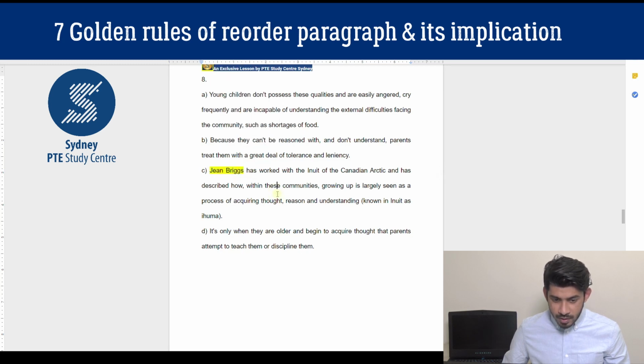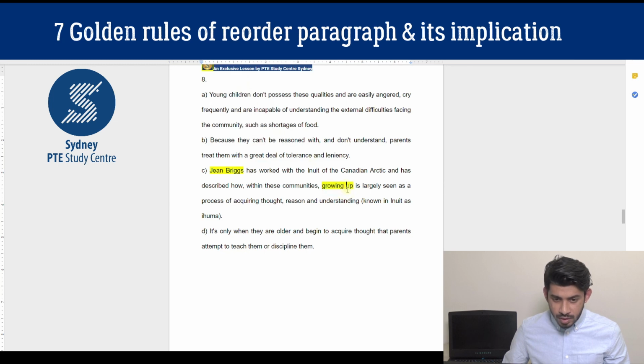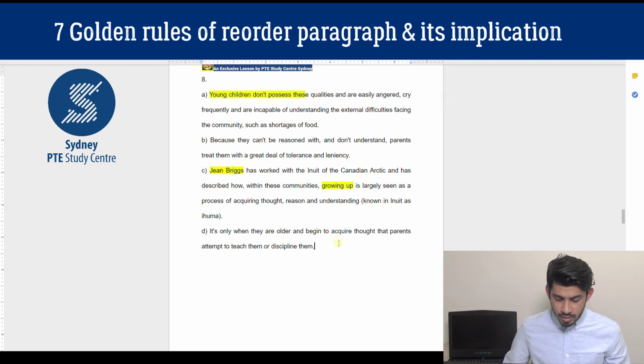Now the clue between this sentence and the other one is this: growing up. So he's talking about growing up kids. Okay, and young children don't possess these qualities. So young children are the growing up kids, similar types of words. So I got my first pair here, which is C and A.